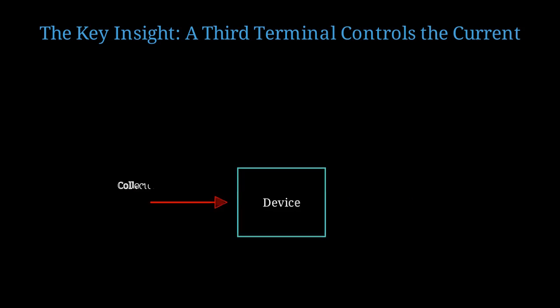Here's where the breakthrough came. Bardeen and Brattain realized that the current didn't just depend on the voltage between two terminals. There was a third terminal, and the voltage or current at that terminal controlled the main current flow. Imagine a device with 3 terminals: collector, emitter, and base. The current flows from collector to emitter, but the amount of current is controlled by what happens at the base. This is the transistor concept.